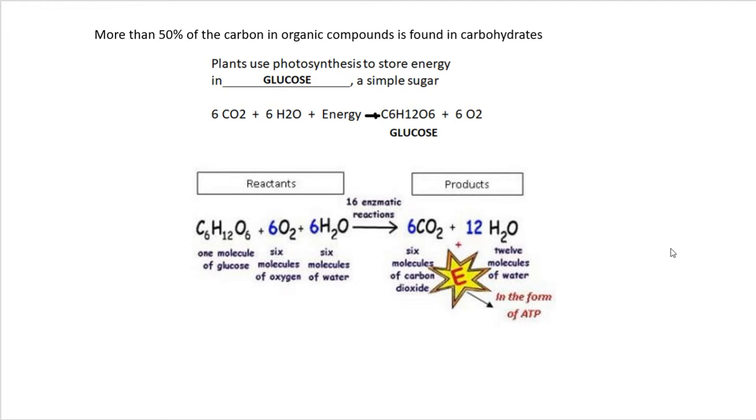Through photosynthesis, plants store energy in form of glucose, a simple sugar. They take carbon dioxide from the environment and water from the roots, and using the energy of the sun, they produce glucose, and at the same time, they release pure oxygen to the atmosphere.